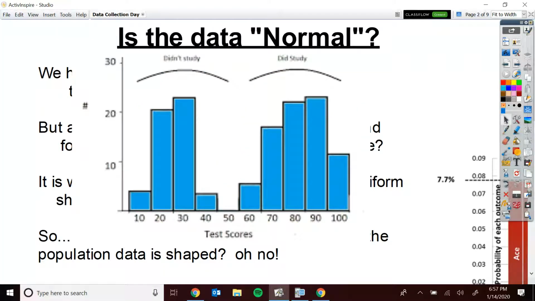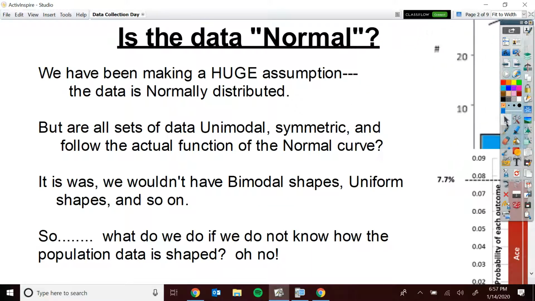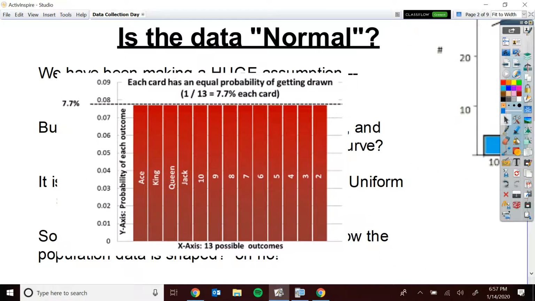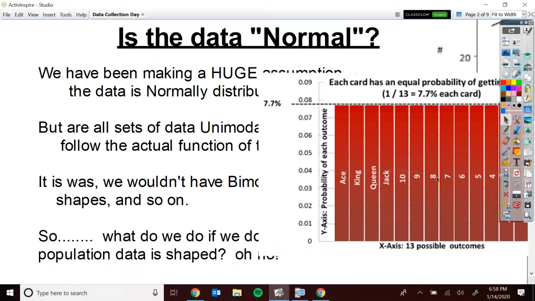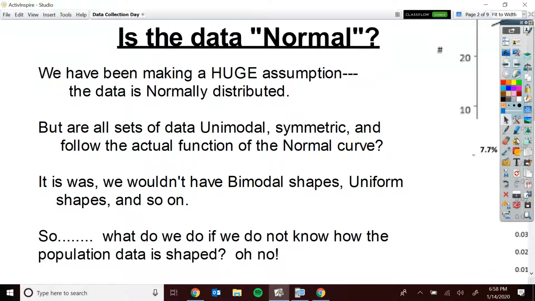You even have unimodal distributions, and the uniform distribution. Here's a distribution of the probabilities of every card. Well, they're all equally likely in a particular suit. So they're all equally likely. Therefore, you have this situation where it is a uniform probability. All right. So how can we do normal model math if we don't have a normal model shape? That's what we're going to talk about in this chapter.